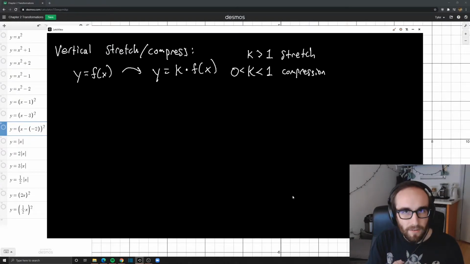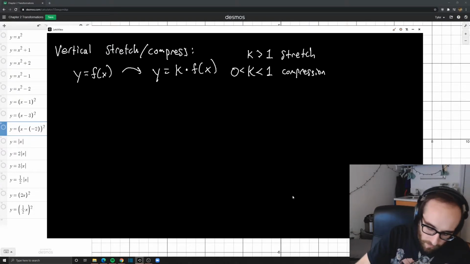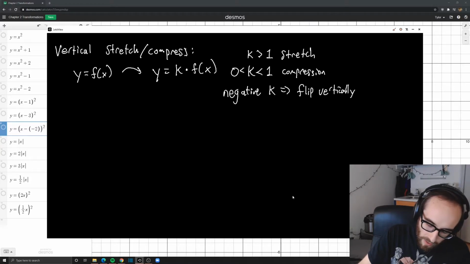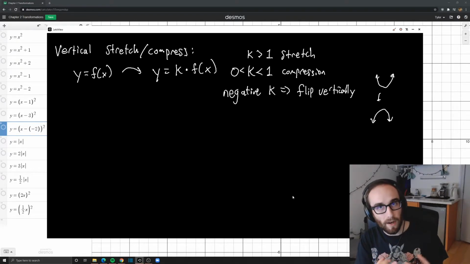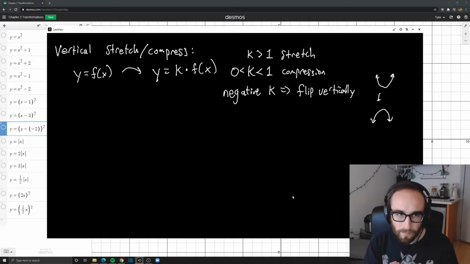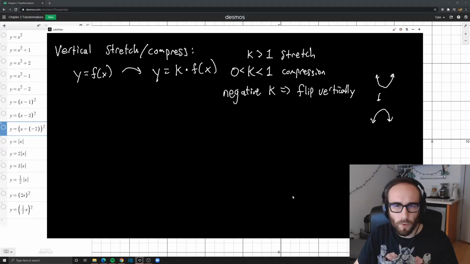If k is negative, then we're actually going to be flipping the function. So if we have a negative k, that implies that we flip vertically. So if we have a parabola, then our parabola is now going to be facing down, for example. Or if it was facing down, it'll now be facing up. So let's take a look at a few examples of multiplying f of x.